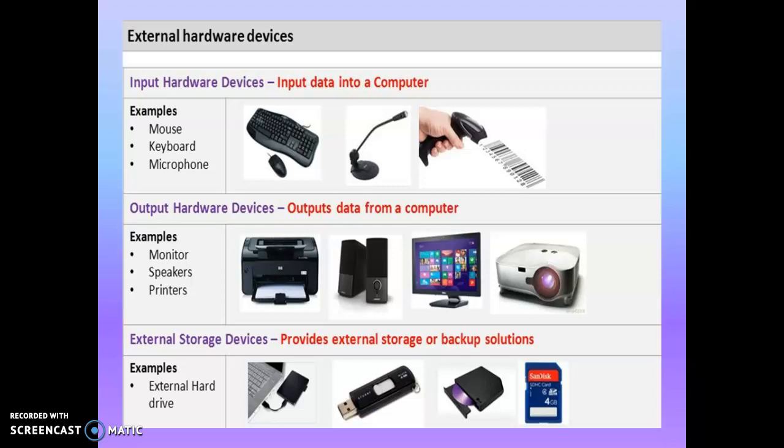Output hardware devices. Through output devices, we can get output data from a computer. With the help of input devices, we send our information into the computer, and from output devices, we get our data from the computer, with the help of monitors, speakers, printer, projector, plotter, etc.